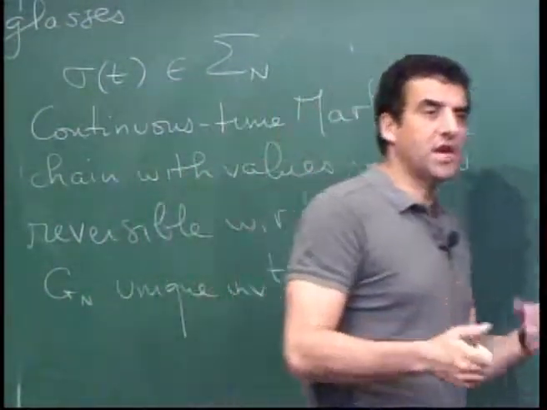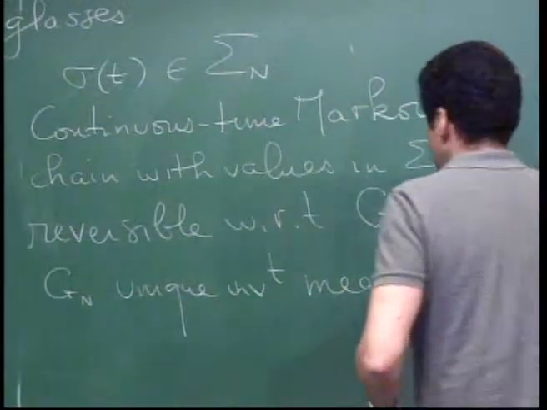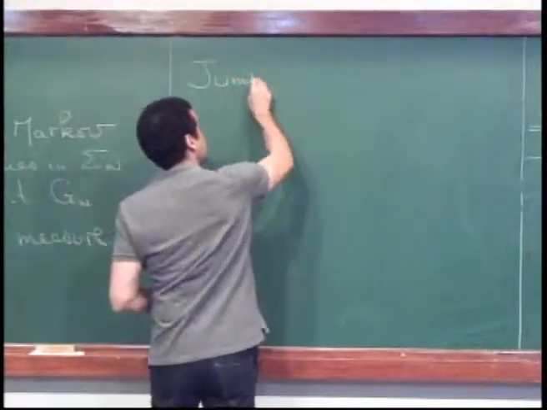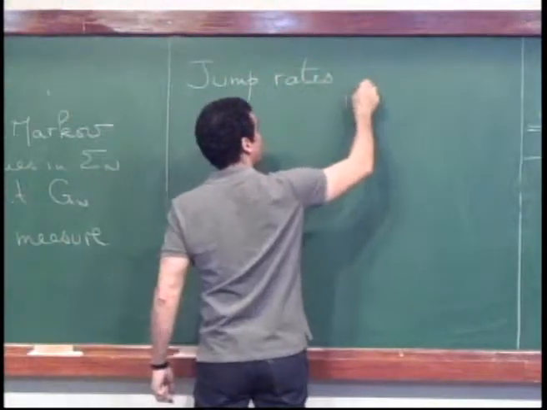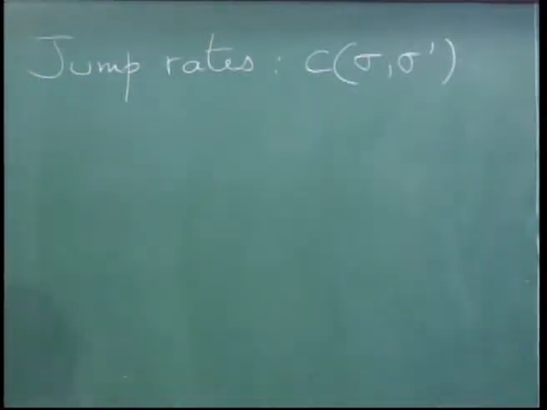So I want a Markov chain, a time evolution, which has the proper equilibrium, which will converge, in fact, of course, to this equilibrium measure. There are many ways to do that, and any such Markov chain is kind of valid. But I need to give the jump rates. I need to explain what the jump rates are. So let me call it C of sigma sigma prime. C of sigma sigma prime is the jump rate from the spin sigma to the spin sigma prime. Okay?